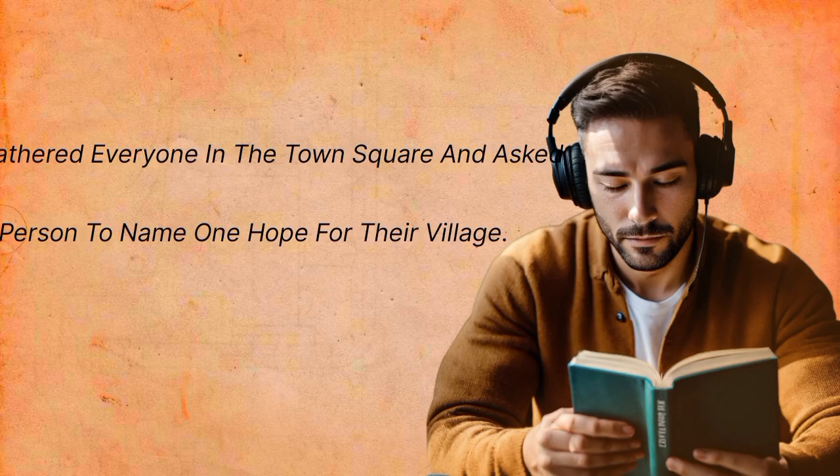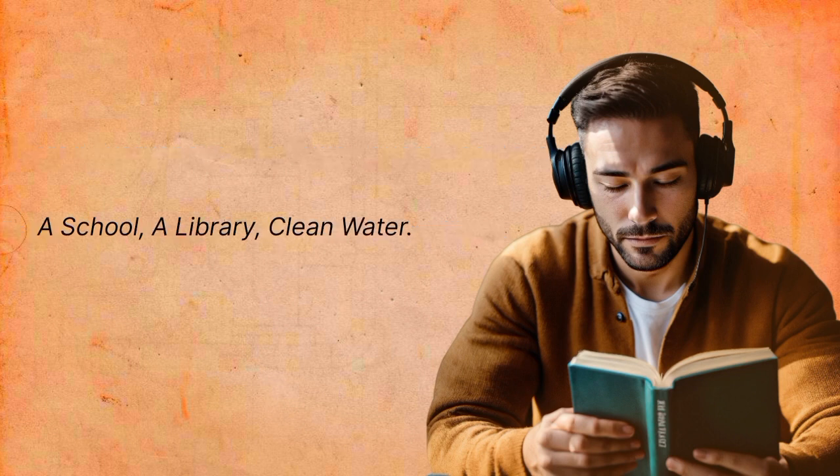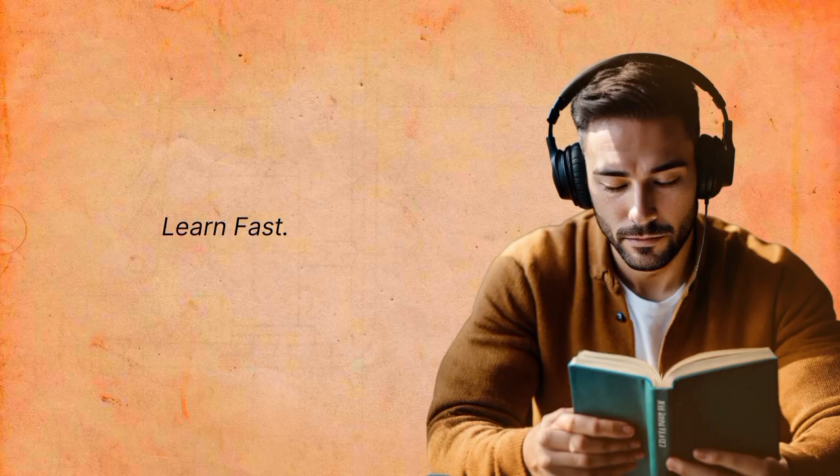Speak Smart. Chatty gathered everyone in the town square and asked each person to name one hope for their village: a school, a library, clean water. Learn Fast. For each hope, Chatty listened to feedback.